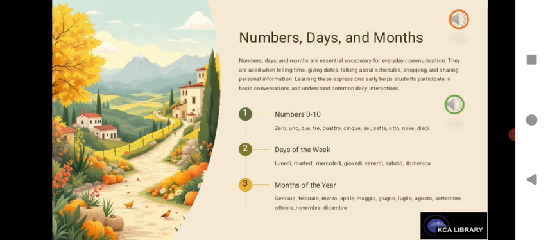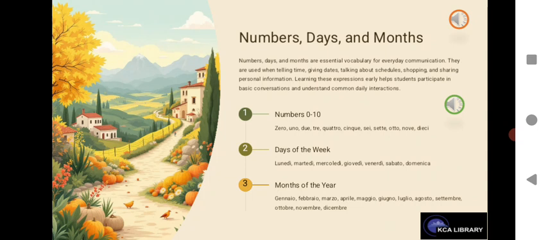Numbers, days, and months in Italian. Numbers, days, and months are essential vocabulary for everyday communication. They are used for telling time, giving dates, talking about schedules, shopping, and sharing personal information. Learning these early helps students participate in basic conversations and understand daily interactions.